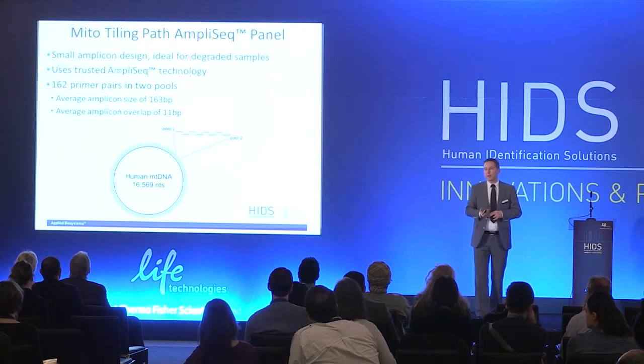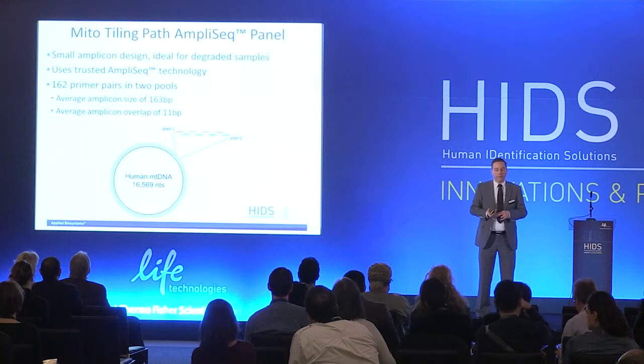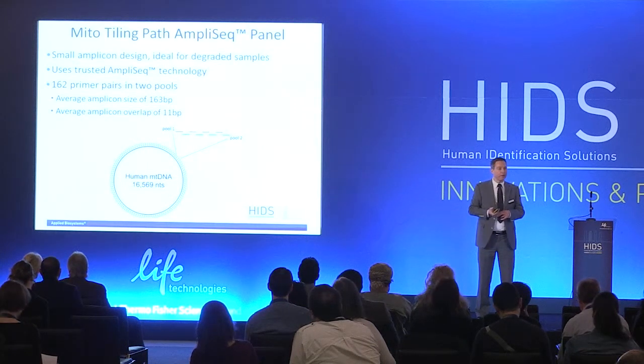The next thing coming up as a panel from our side is a mito tiling panel, spanning the entire human mitochondrial genome in two primer pools. You can see the details here. It's also based on AmpliSeq technology, and it's supposed to be available in the second quarter.